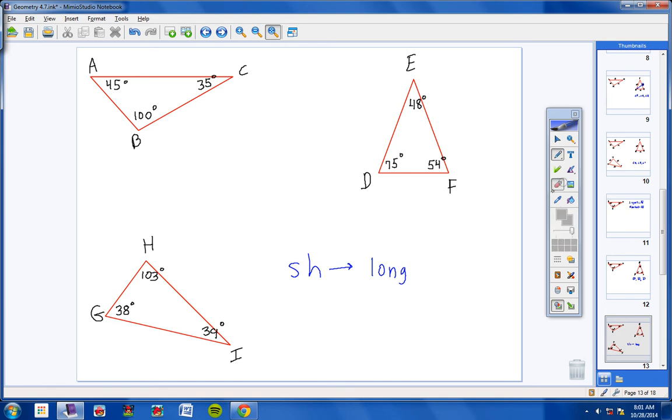Okay, hopefully everyone's done. Let's go ahead and take a look at this. Okay, let's start with the shortest side. The shortest side will always be across from the smallest angle. So let's find the smallest angle here, 38 degrees, and then go straight across. Here's HI. That'll be your shortest side. Now, let's find the next biggest angle, 39. Go straight across, and that would be side GH.